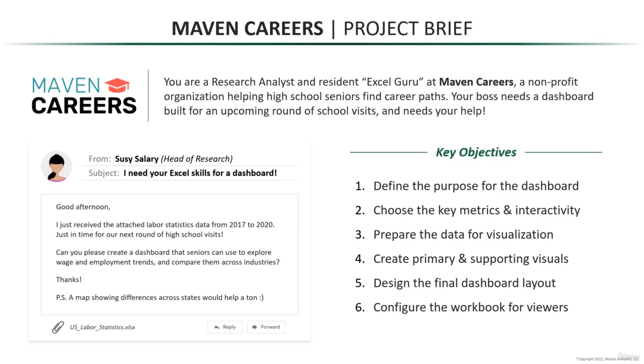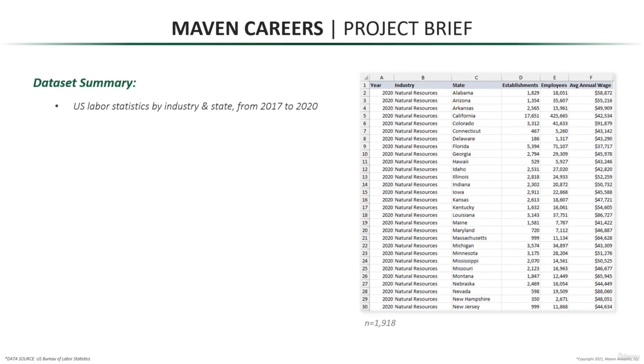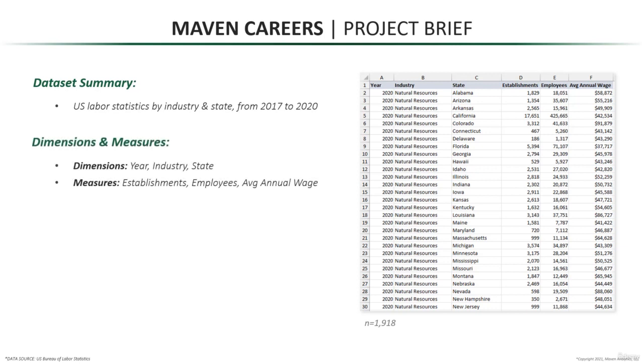And before we actually go ahead and get started, let's just take a quick look at the data Fu sent us. We've got US labor statistics by industry and state from 2017 to 2020 with a total of 1,918 records. We've got 3 dimensions, so year, industry, and state, and 3 measures, establishments, employees, and average annual wage.